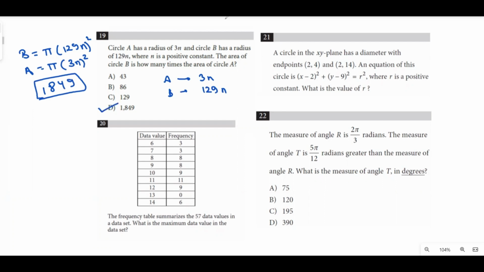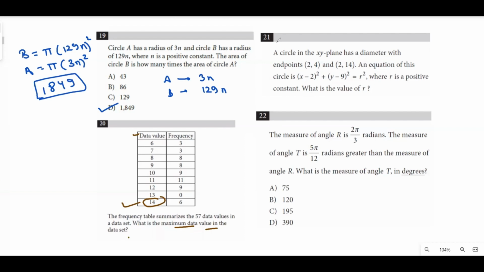Okay. Fine. Now, coming up on question number 20, a straightforward question. See, data value is given to us and frequency is given to us. The frequency table summarizes the 57 data values in a data set. What is the maximum data value in the given data set? Basically, they are asking for the maximum data value. The maximum data value here is 14. The answer will be 14. Straightforward question.